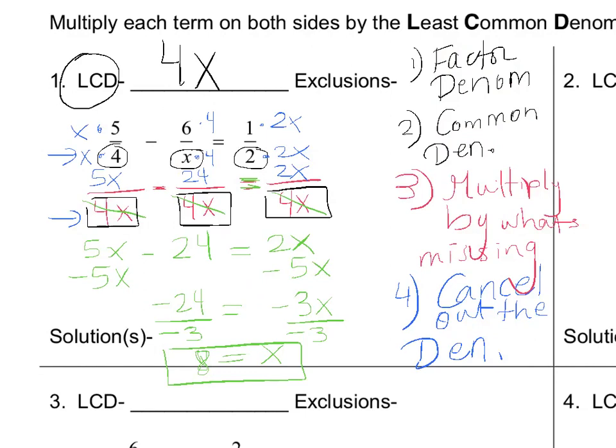So the exclusions are to look at the fractions. 5 over 4. There's a 4 on the bottom, so we're good. 6 over x. There's an x on the bottom. Remember, the bottom could never be equal to 0. So you have to tell me that x should be different from 0. So the denominator should always be different from 0. It cannot be 0, or then the fraction would be undefined. 1 over 2, you have a 2 as a denominator, so we're fine with that.